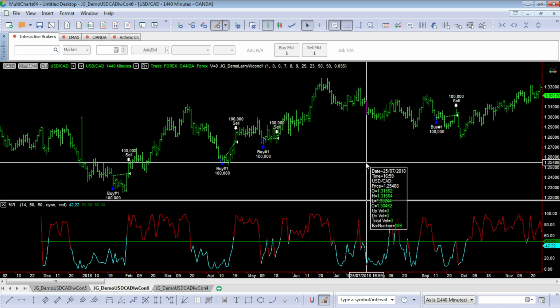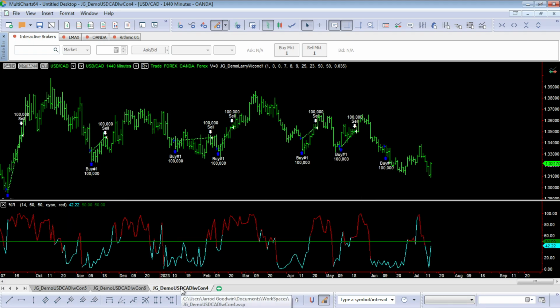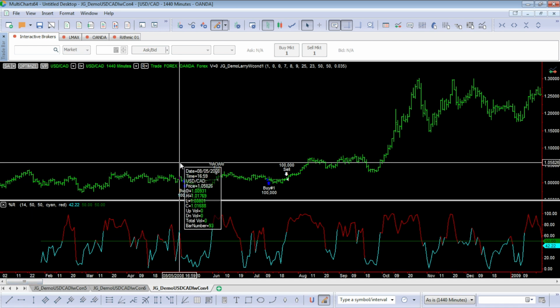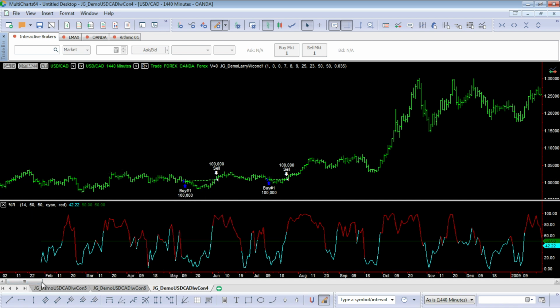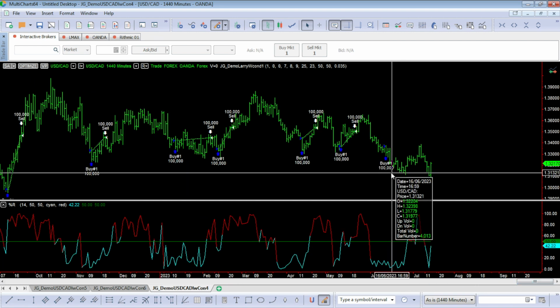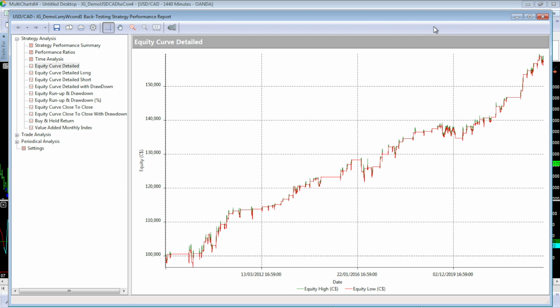Okay, let's go and have a look at our last performance report. So looking at the last workspace, and this is actually the exact same workspace as I used in the original video, just with the updated data. And in this workspace, we've got data right back to 2008. So the trades are starting back in 2008 through to July 2023. So looking at the performance report, that's what the equity curve looks like.